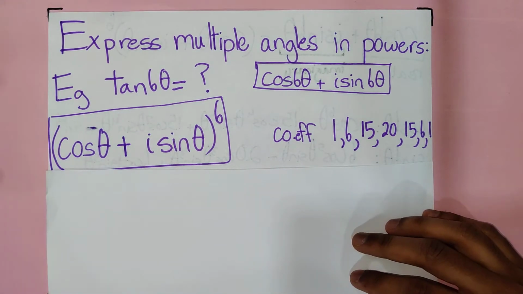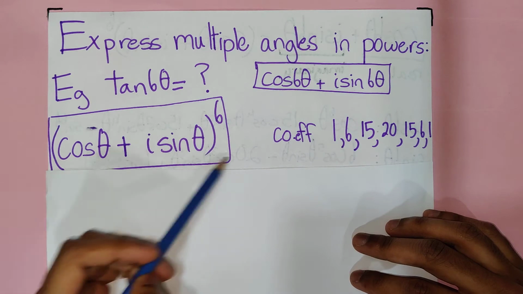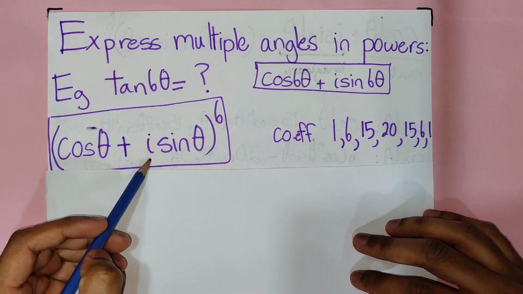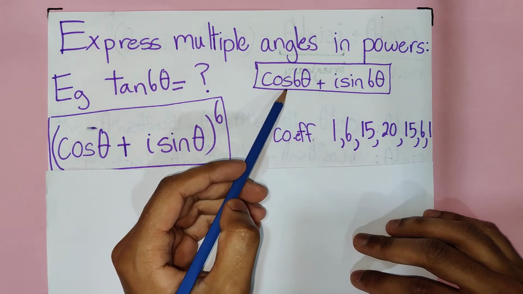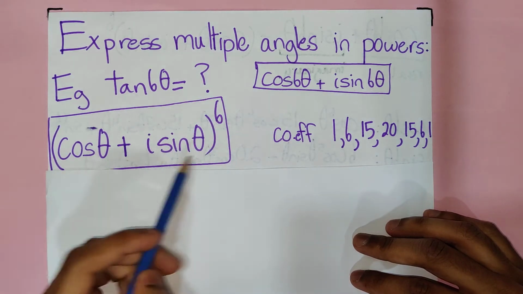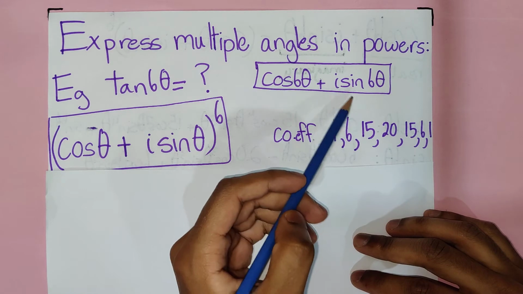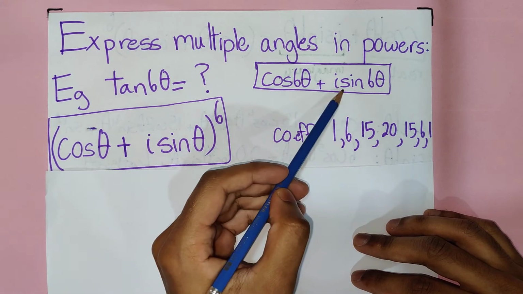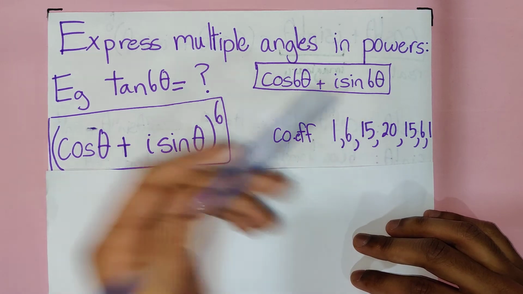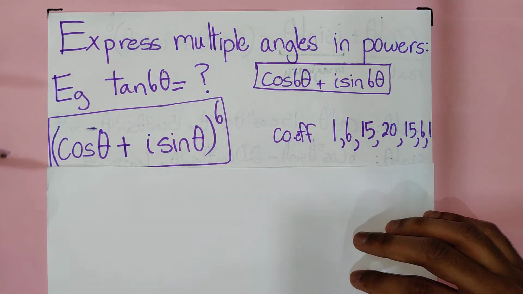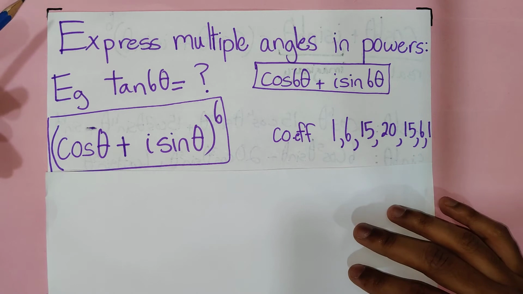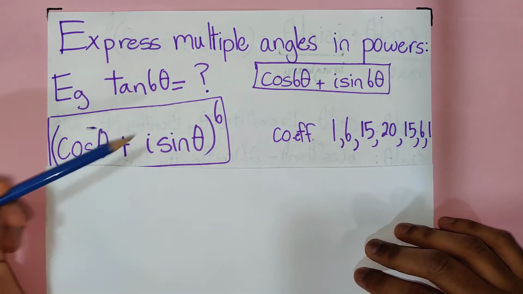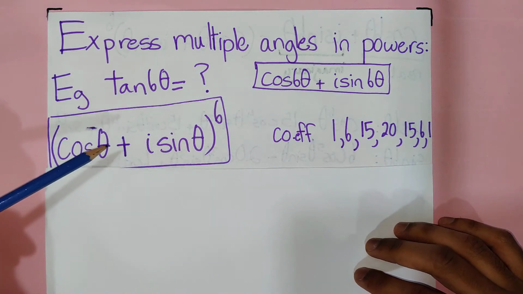So what does that tell us? Well, if we expand this here, we will know that the real part of this is equal to cosine of 6 theta, and the imaginary part of this expansion will be equal to i sine of 6 theta. And if we have cosine of 6 theta and i sine of 6 theta, we can obviously find tan of 6 theta. So the first thing we do is we find out what the coefficients are going to be once we expand this to the power of 6.